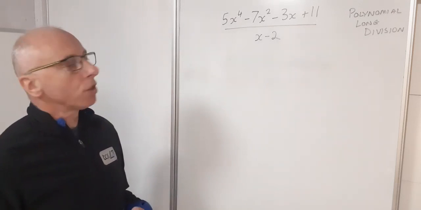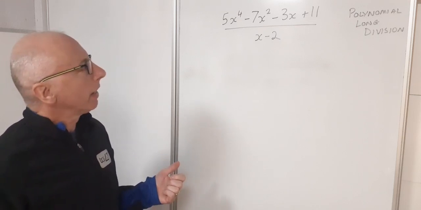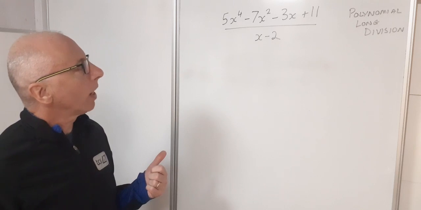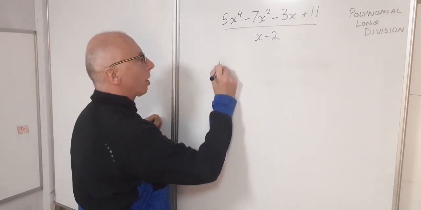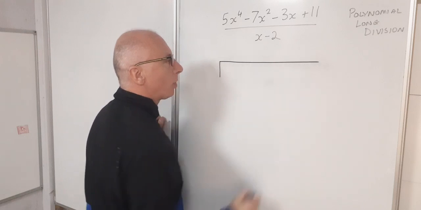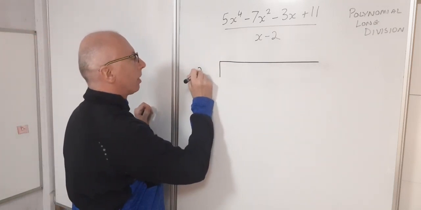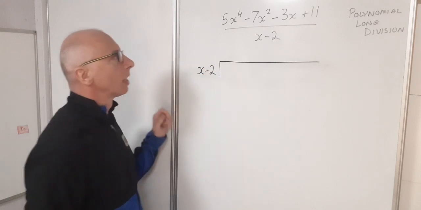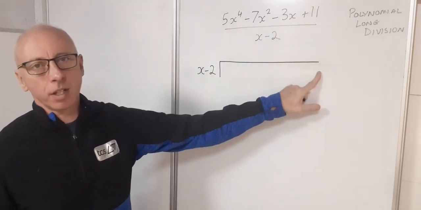Now if we had just numbers in there, we'd use a method called the bus stop technique. For this we can use the same method as well. So let's draw the bus stop method. We start off with a line like this, and the denominator goes on the outside, just as you would with numbers. Now we put this polynomial on the numerator inside the box.